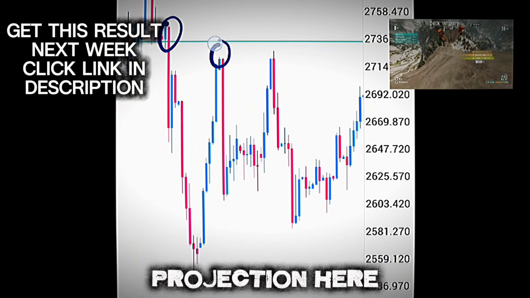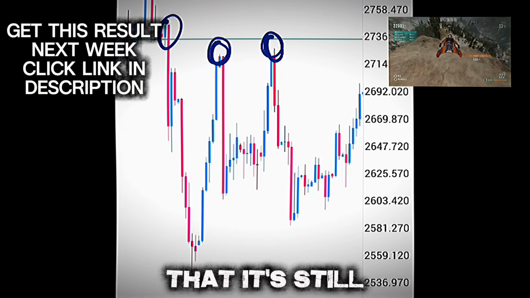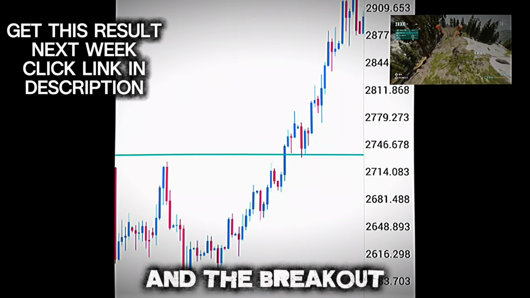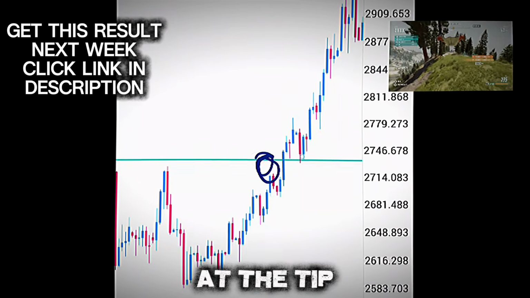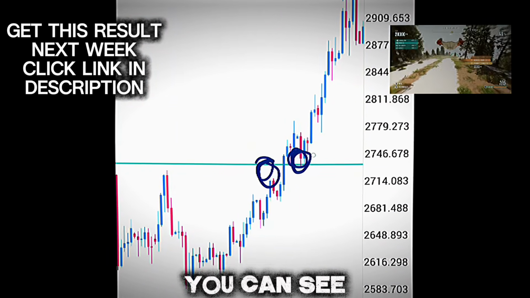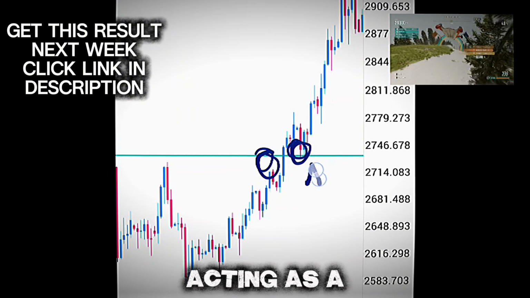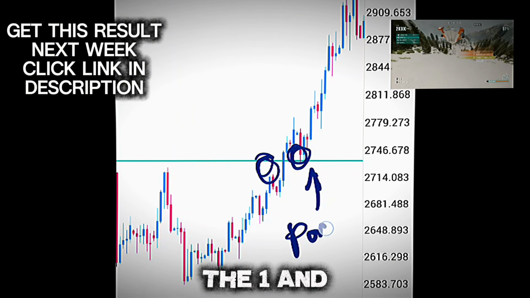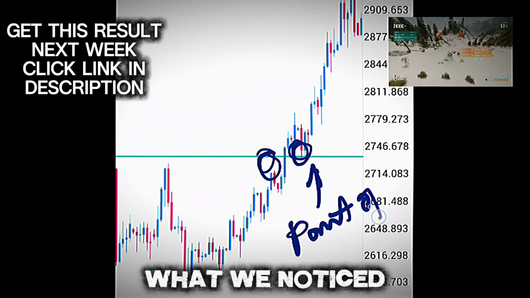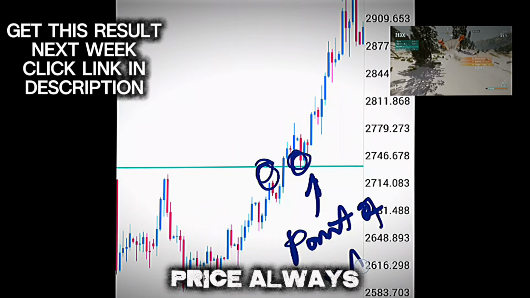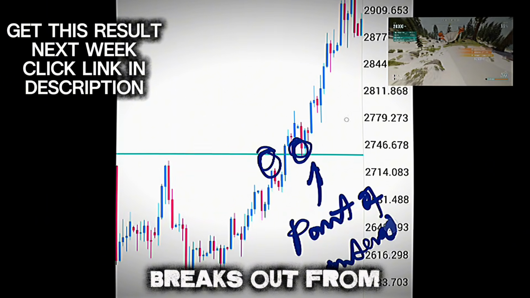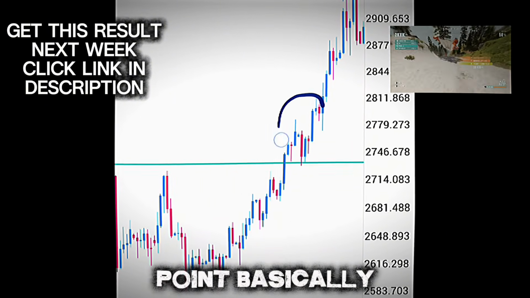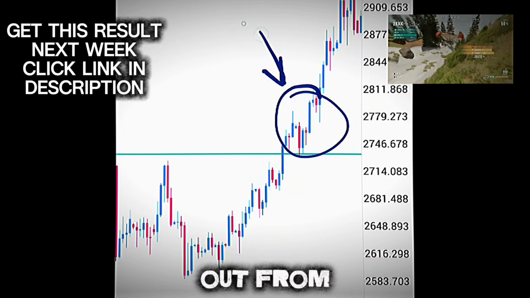And if you look at this projection here, the second projection, you can see that it's still following the same pattern. Price was literally respecting structure, and the breakout was literally at the tip of that point there. You can see that's literally acting as a support zone there on the daily time frame. So basically, from the 1 and 2 projection, what we noticed is that price always breaks out from the resistance point.